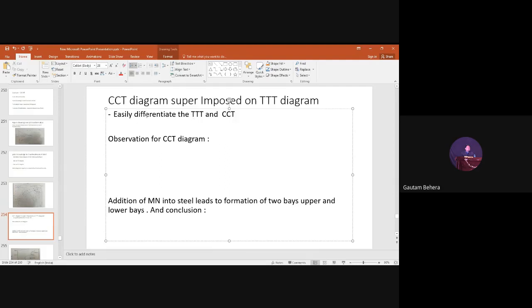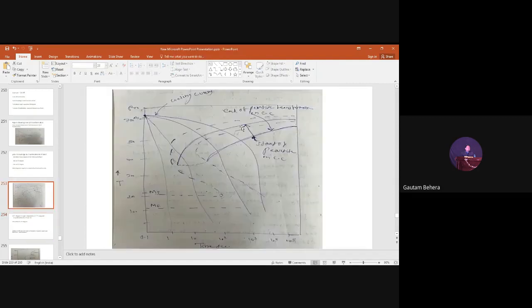So you can easily write: the dotted line is showing TTT and the solid line is showing CCT. Then, observation from the CCT diagram: the CCT diagram is shifted toward downward positions, and it is also shifted towards the right side as compared to TTT. This is because of the change in kinetics of transformation, or change in rate of transformation, due to continuous cooling of the steel.